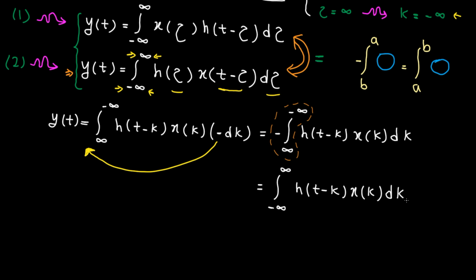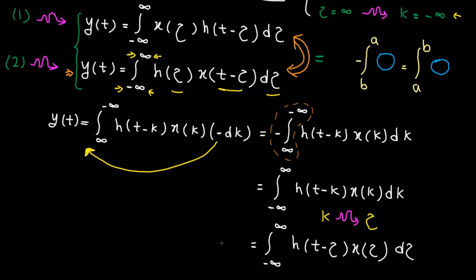It doesn't really matter if the name is k, tau, z, whatever. It's just a name. So I'm gonna replace k by tau. By changing the name, we end up with this integral, which is exactly similar to form number 1. So we prove that both forms are equivalent. Sometimes the first integral is a little bit simpler than the second one or the other way around. Now let me explain a systematic approach that you can easily follow to find the convolution.